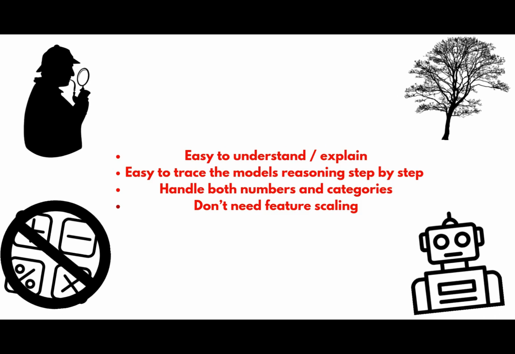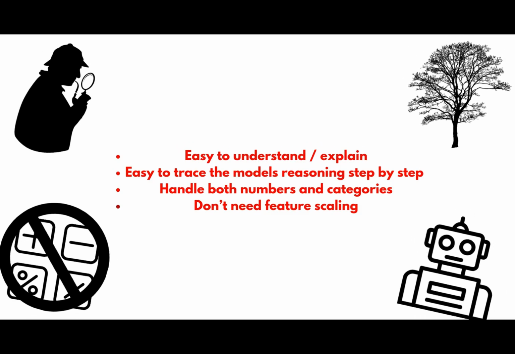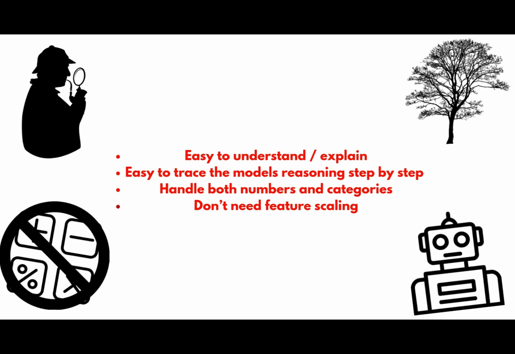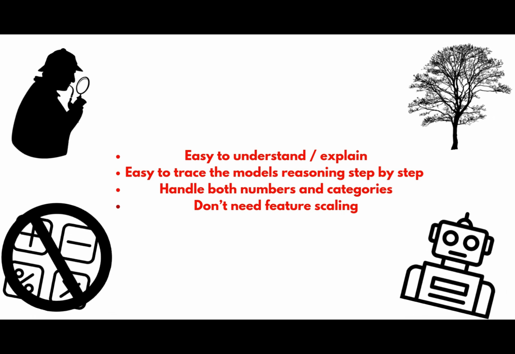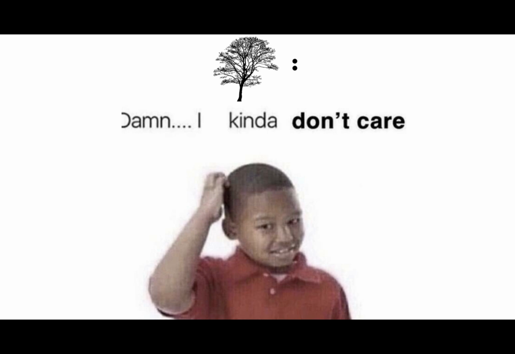Decision trees are popular because they're easy to understand and explain, easy to trace the model's reasoning step by step, and they handle both numbers and categories, and they don't need feature scaling. Feature scaling requires math. Trees do not care about math.